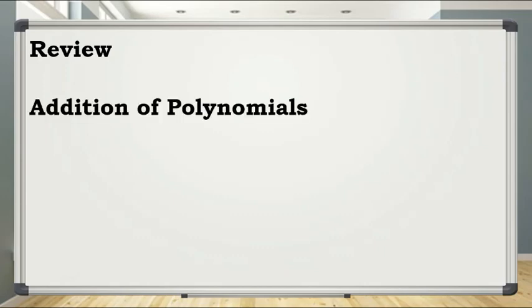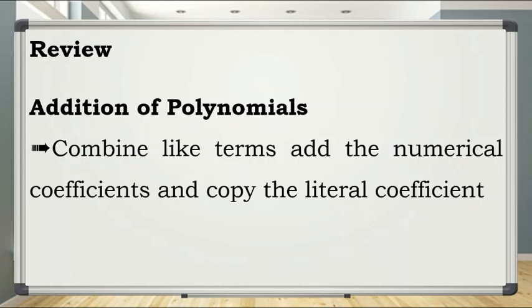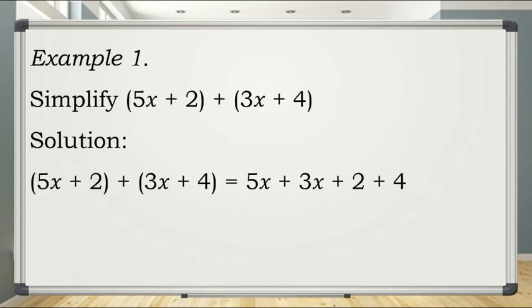Ito ang addition of polynomials. Sa addition of polynomials, you have to combine like terms and add the numerical coefficients and copy the literal coefficient. Halimbawa, simplify 5x plus 2 plus 3x plus 4. Pagsasamahin nyo lang yung magkatulad na term, which is 5x and 3x, and then 2 and 4. So add 5x plus 3x, we have 8x, and the sum of 2 and 4 is 6.